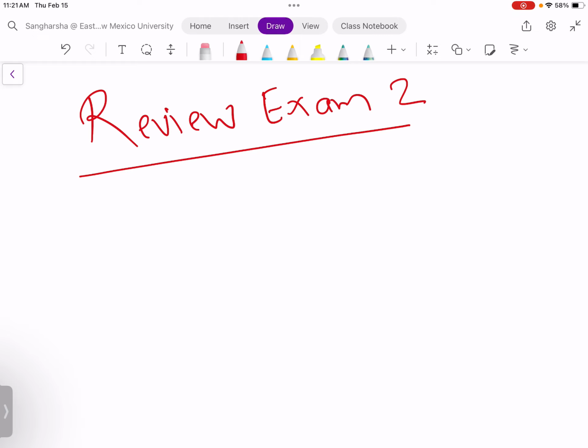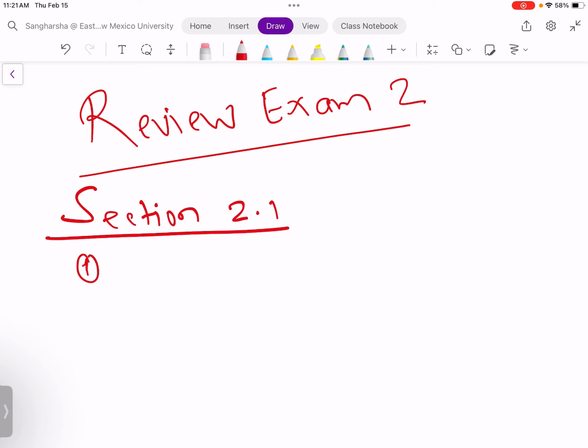The very first thing is section 2.1, and we are asked to find the slope of a line passing through given points. Let me take one example here, number 1. We have the point negative 2, 0 and the other point is 0, 5, and you are asked to find the slope.